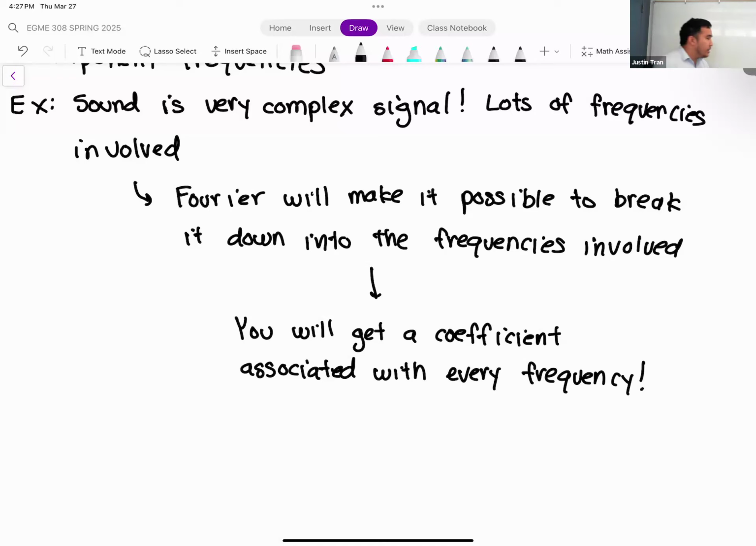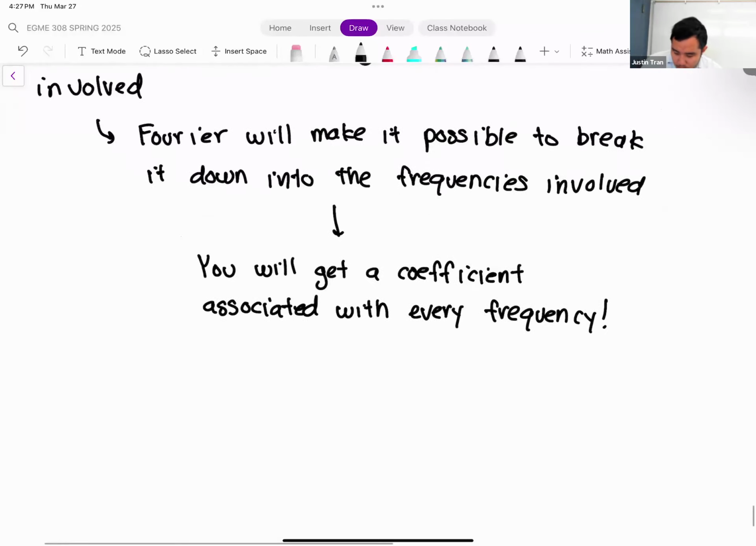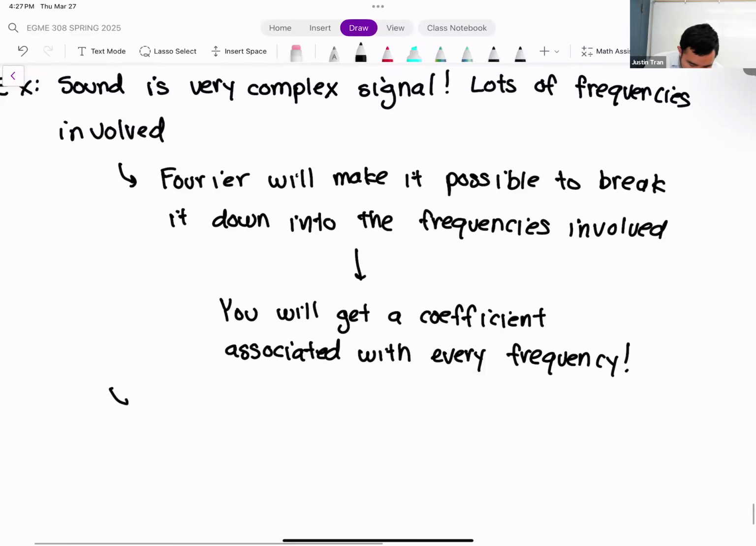So that's kind of the benefit, is that you can take each component frequency and see it all laid out in a Fourier series expansion. Okay. You can do something cool as well. Bringing this back to our idea of truncation, right?